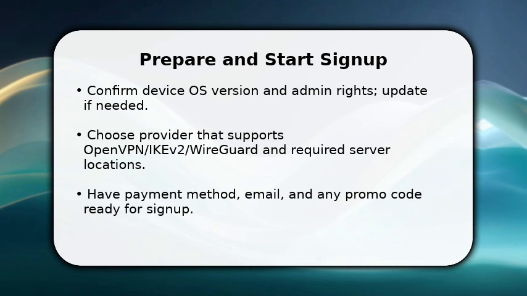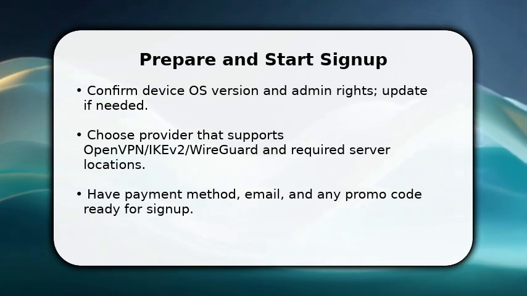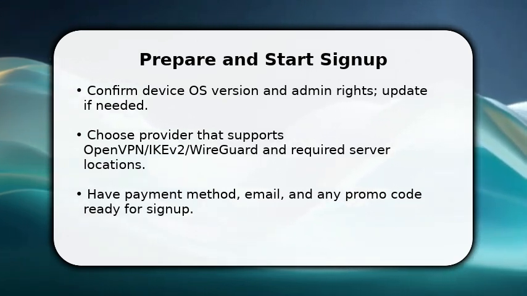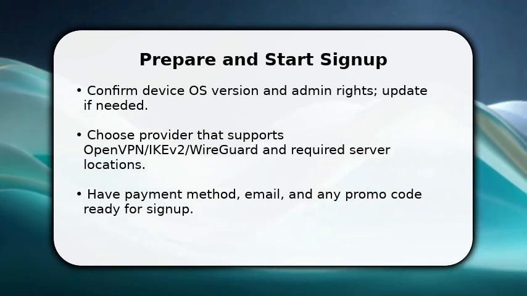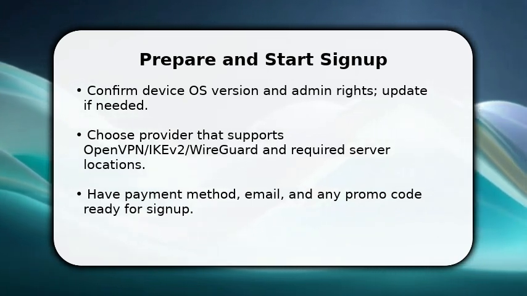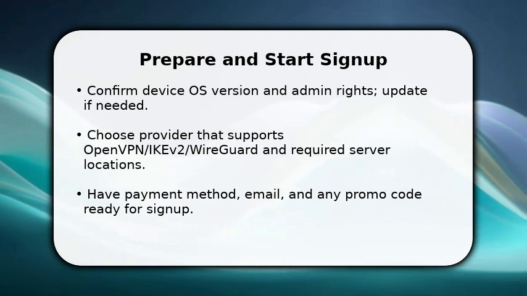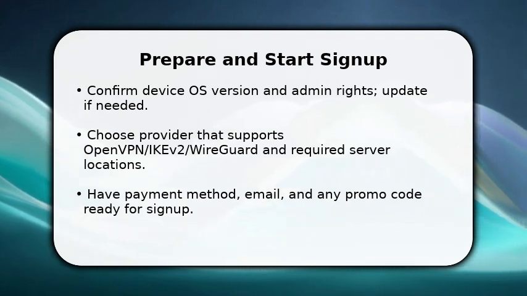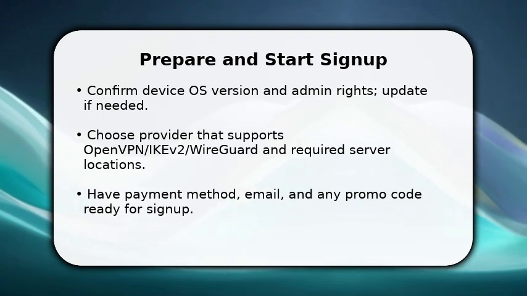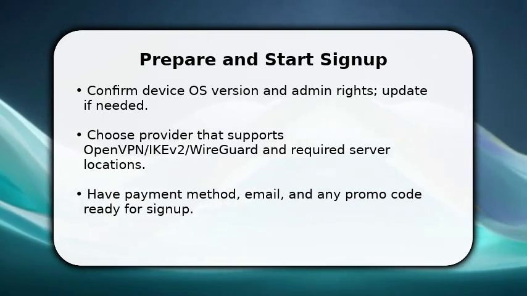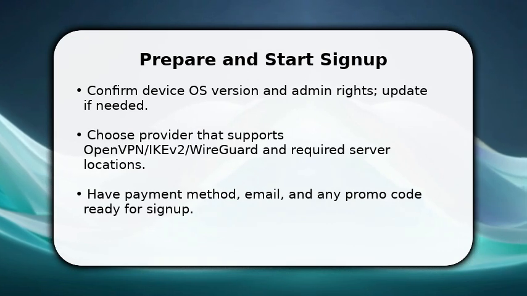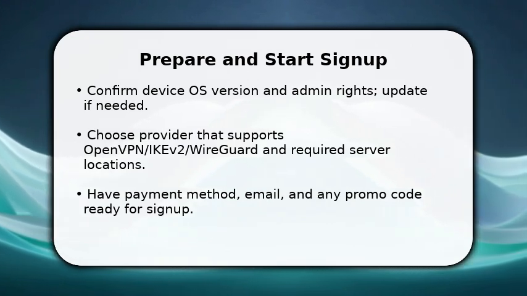Next, pick a VPN provider that supports the protocol you prefer: OpenVPN, IKEv2, or WireGuard, because protocol choice affects speed and security. Once chosen, create an account with email and payment details. Keep promo codes handy. After sign-up, download the provider's official client for your OS, so you're ready for configuration.